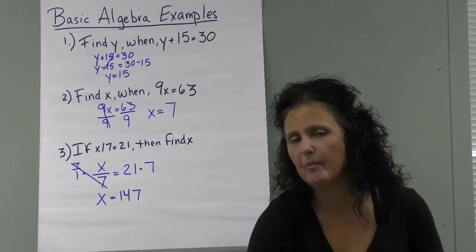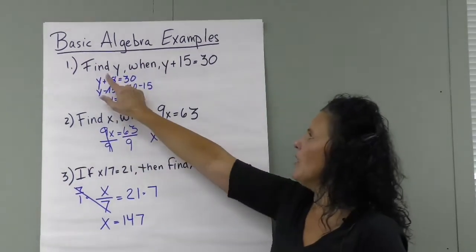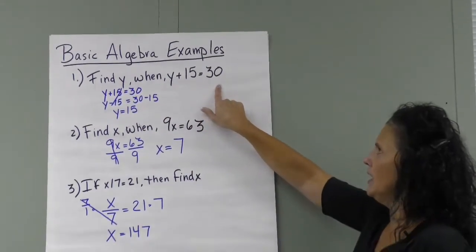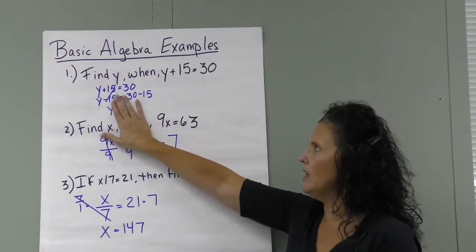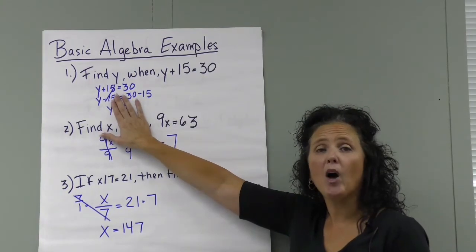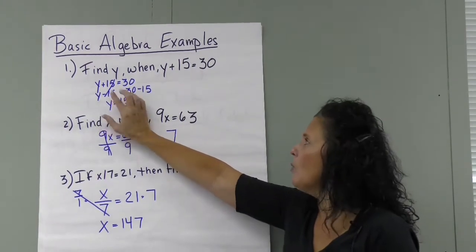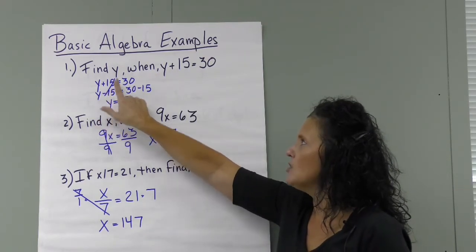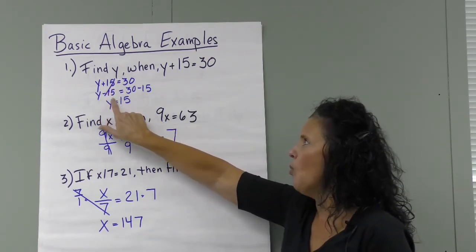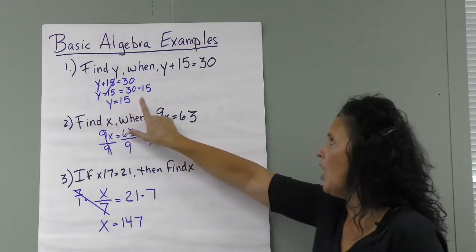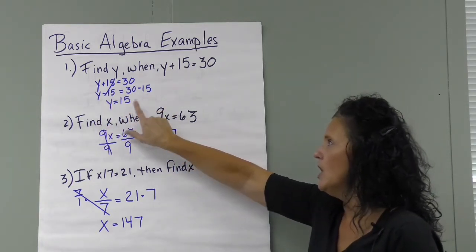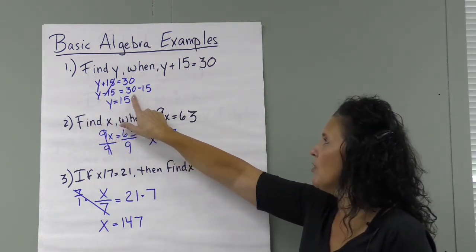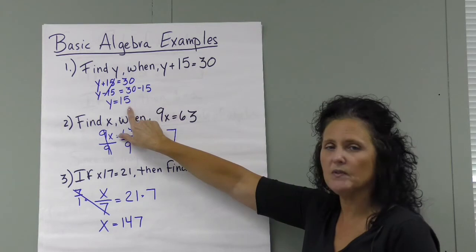Okay, so here's some examples of basic algebra. We want to find y when y plus 15 equals 30. So I rewrote the equation down here, and like I said, we want to get y all by itself. So in order to get y by itself on this side, we have to subtract 15, so we can cancel out the 15s. What we did to this side of the equation, we also must do to this side of the equation. We bring down y, it's by itself. We minus 15 here, 30 minus 15 equals 15.